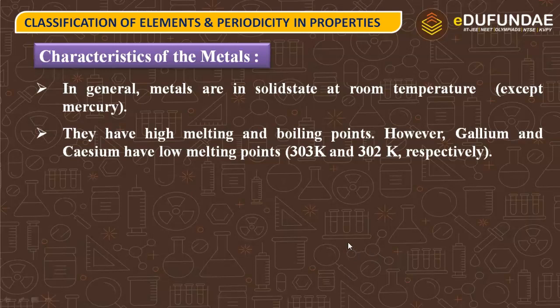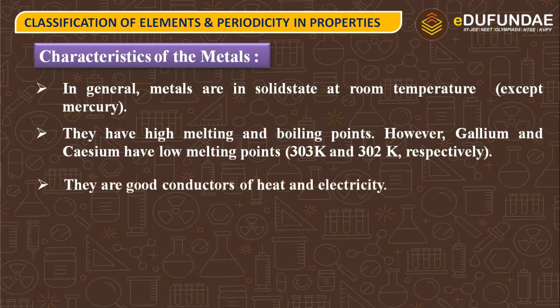Metals exhibit metallic bond, and what type of bond is the metallic bond? It is an electrostatic type of attraction between positively charged kernels and negatively charged electrons, and it is a very strong bond. That means they have very high melting and boiling point. But here we have the exception, that is gallium and cesium, which have low melting points.